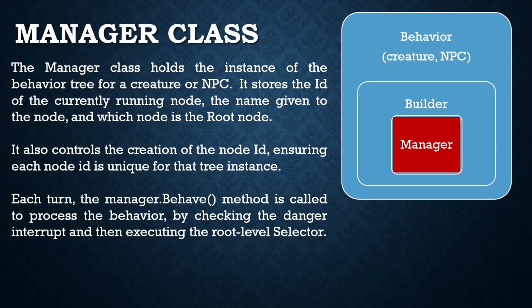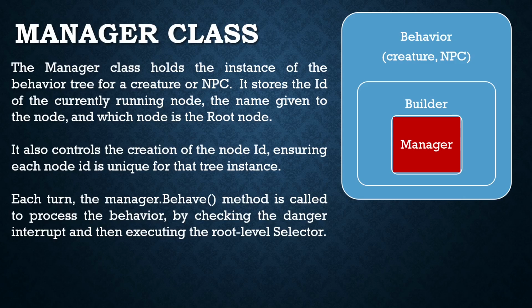It stores the ID of the current running node, if there is a current running node, the name given to that node, and which node is the root node in the tree. It also controls the creation of IDs for each of the nodes, ensuring that those IDs are unique. And for each turn of the game, we call the manager.behave method, and that is how we trigger the behavior tree to run.